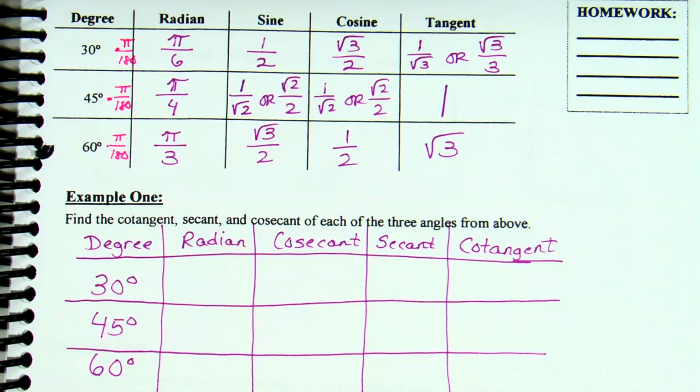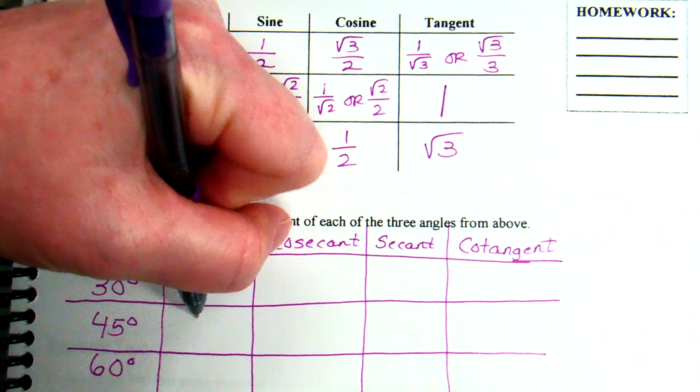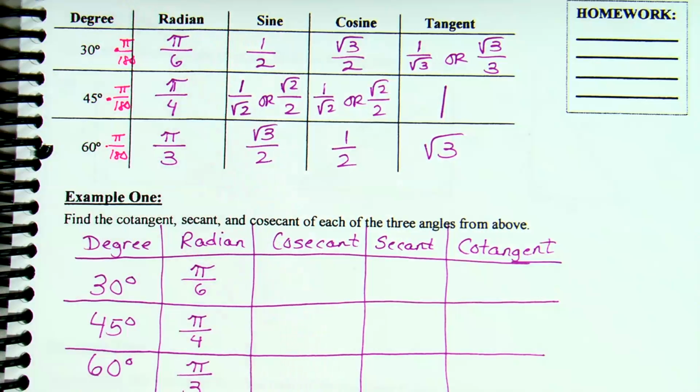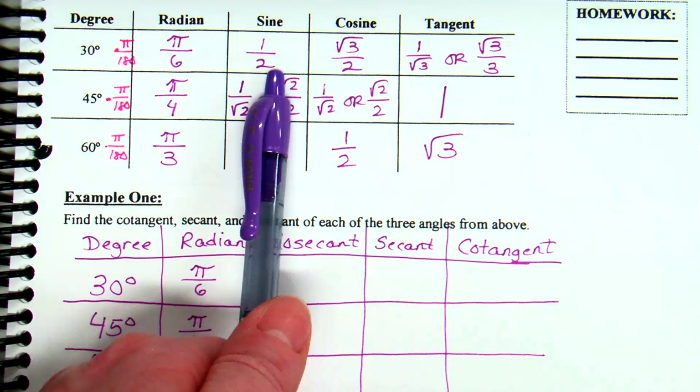So, let's fill in the radians. What do you know about 30 degrees? 30 degrees is pi over 6. What's 45 degrees? Pi over 4. And what's 60 degrees? Pi over 3. Okay, so how do I do the cosecant of 30 degrees? It's the reciprocal of sine of 30. If sine of 30 is 1 over 2, then cosecant of 30 is 2 over 1, which is 2.